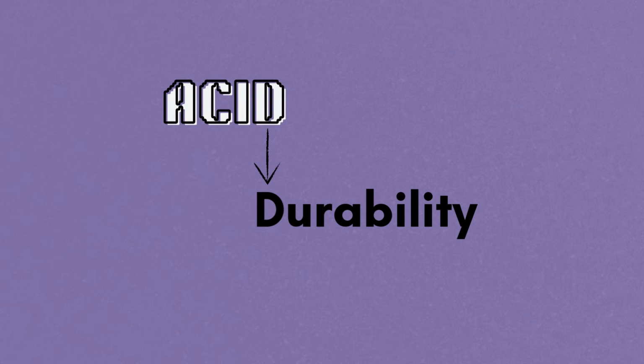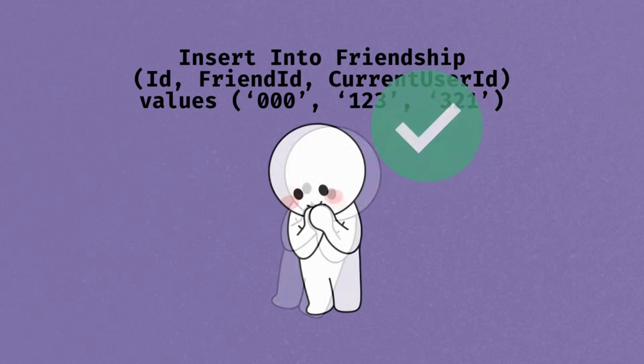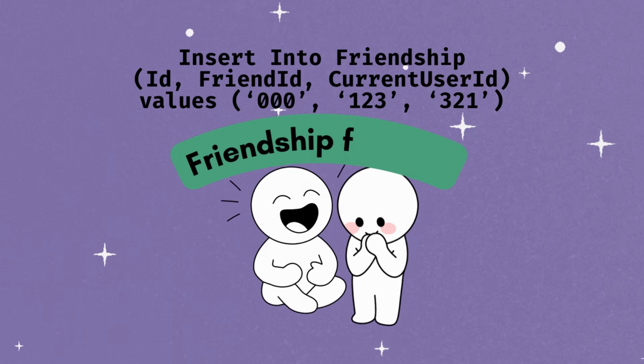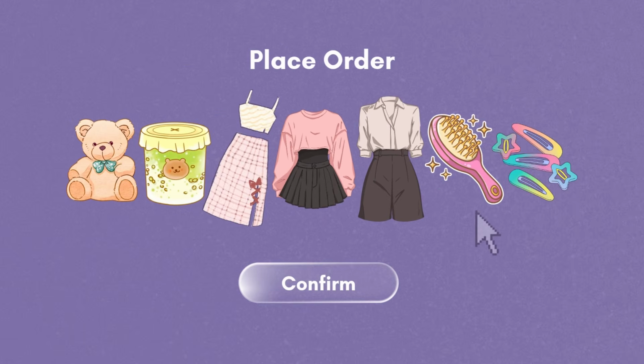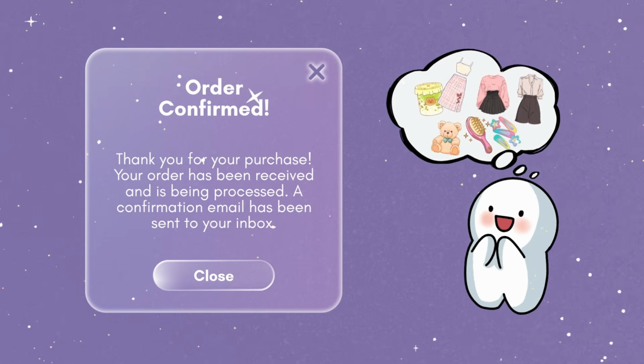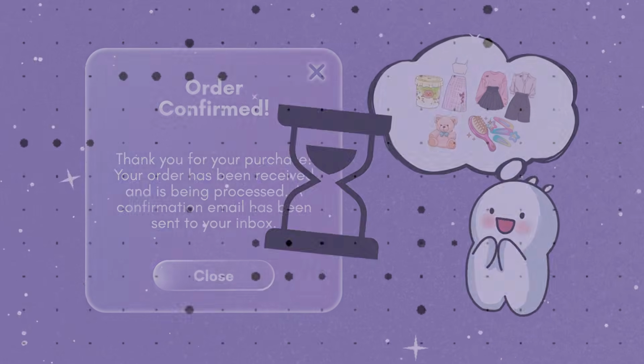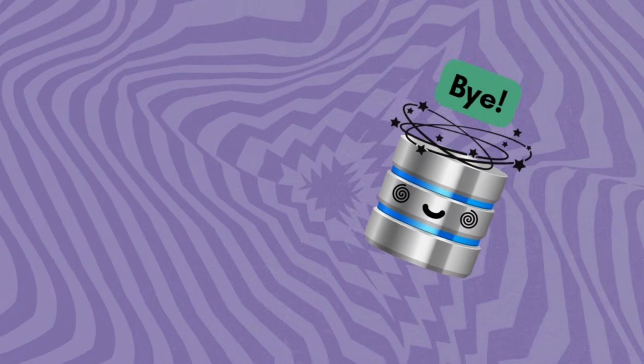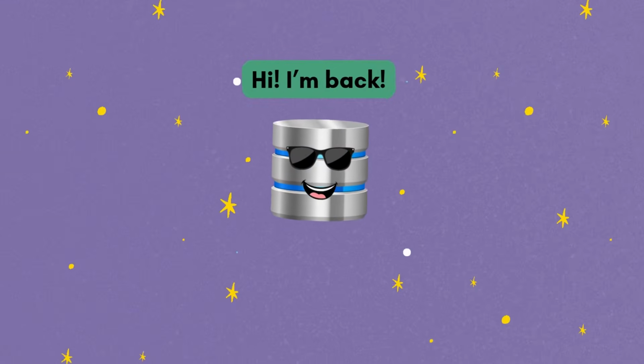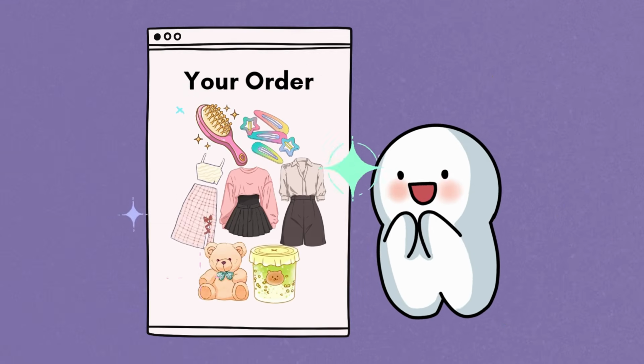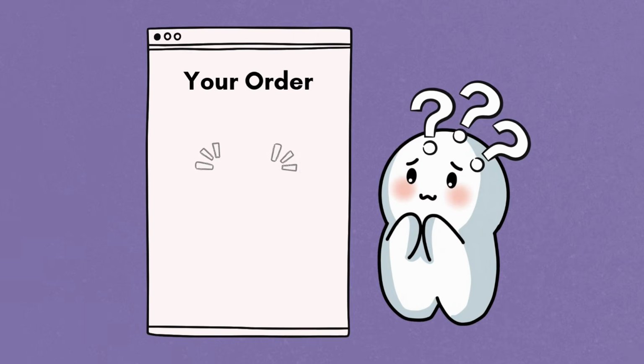Next is durability, which means once a transaction is successfully committed, the data is permanently saved. Imagine a customer completes a purchase and receives an order confirmation, but 1 second later the database server suddenly loses power and shuts down. When the system comes back online, the order should still exist in the database, and the customer should not lose it just because of a crash or power failure. That is durability in ACID.